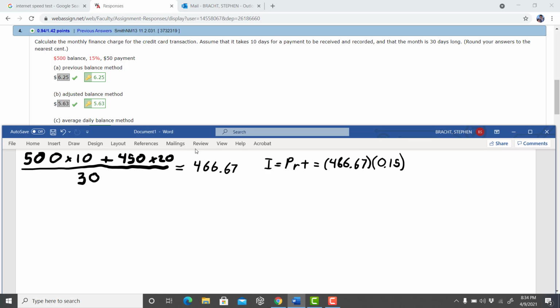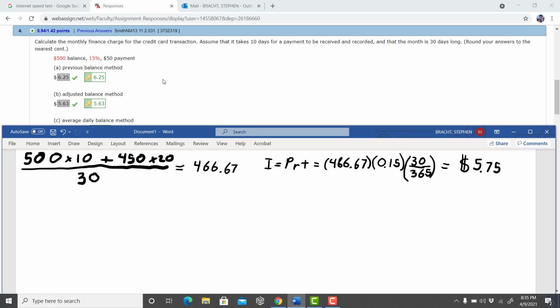And then the time, remember the time has to be in years. And with credit cards, we're always assuming 365 days in a year. So I'm going to take the 30 days, and I'm going to divide that by 365. That's going to be my time. And when I work that out on my calculator, I should get $5.75. Okay, that is the finance charge. So that is how the average daily balance method works.